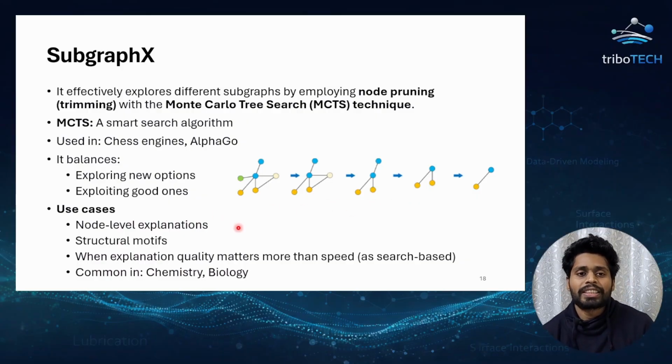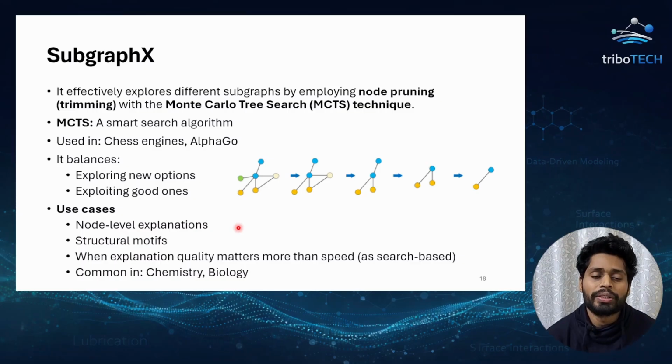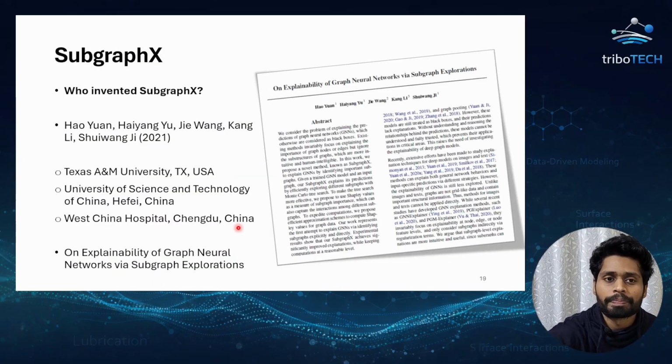The use cases for SubgraphX are when you are interested in node-level explanations, or when you are interested in structural motifs. That's why it is commonly used in chemistry and biology, where molecular graphs are more involved. And since it is a search-based technique, when your interest is more in explanation quality rather than speed, then SubgraphX is a better tool for you.